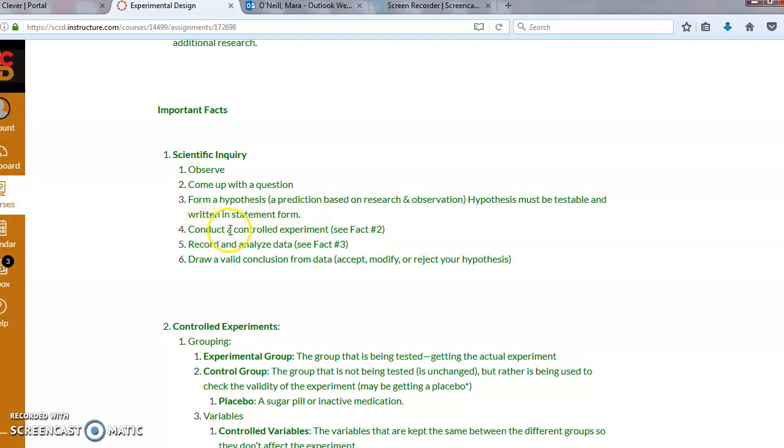4. Conduct a controlled experiment. See Fact 2. That will be down here. 5. Record and analyze data. See Fact 3. 6. Draw a valid conclusion from data. You are either going to accept your hypothesis, modify your hypothesis, or reject your hypothesis.